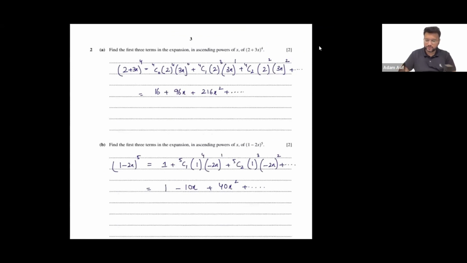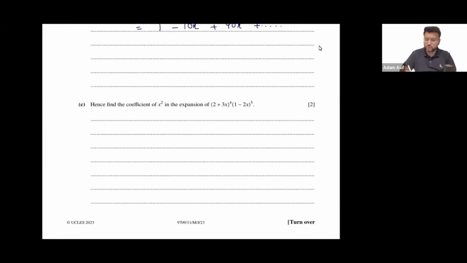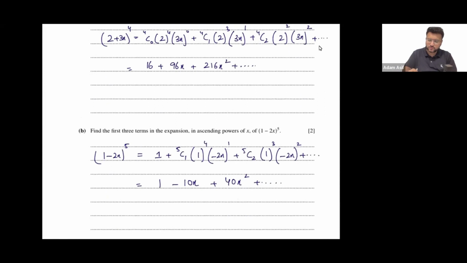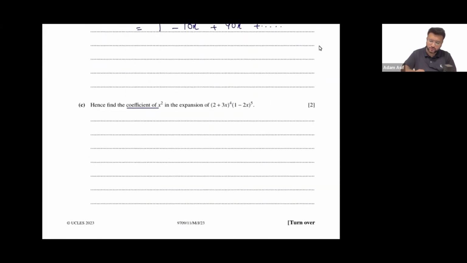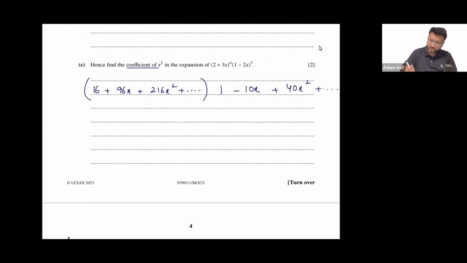Now the third part says, hence find the coefficient of x square in the expansion of 2 plus 3x to the power 4 times 1 minus 2x to the power 5. We need to find the coefficient of x square. We have the first three terms for 2 plus 3x to the power 4 and the first three terms for 1 minus 2x to the power 5. We want to multiply these brackets in such a way that we get the coefficient of x square.